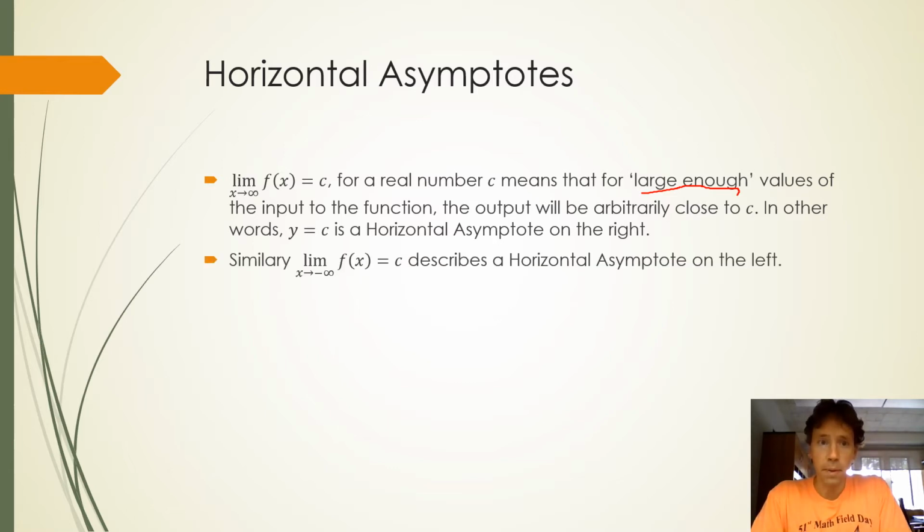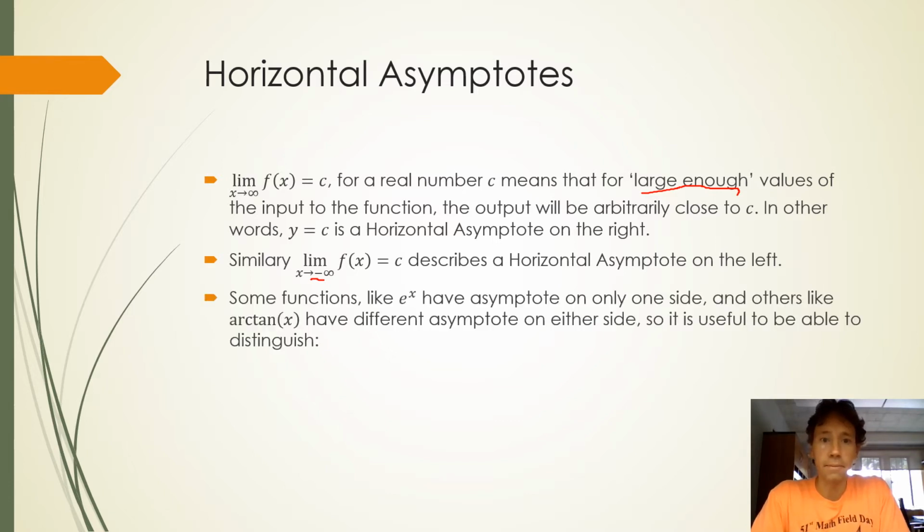Similarly, if x approaches minus infinity, it's a horizontal asymptote on the left. So already we can see the benefit of using the limit notation in case the end behavior is different on the left and the right. And that happens in a lot of your pre-calc functions, like e to the x has a horizontal asymptote on only one side, and a function like arctan has a horizontal asymptote on both sides, but it's a different value on both sides. Remember, tangent inverse goes to minus pi over 2 as x becomes an arbitrarily large negative number, and it goes to pi over 2 in the positive direction.